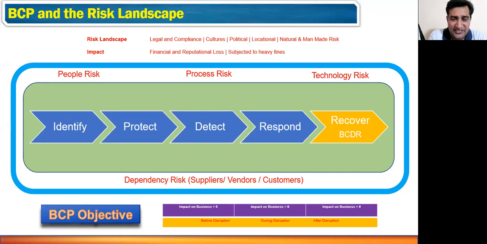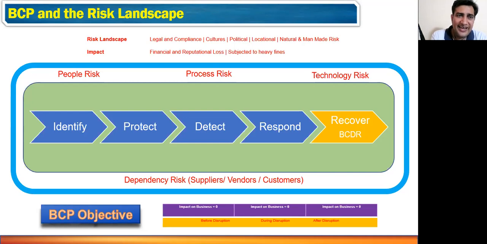This boundary is not a physical boundary. This is a kind of logical boundary which we are setting up for explaining the risk landscape, right? Now, when I say risk landscape, what is the risk landscape? Anything which can impact an organization in a negative way is a risk.